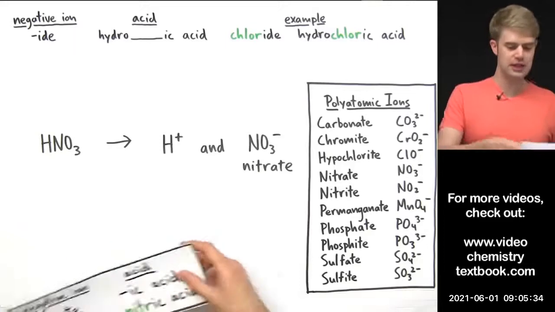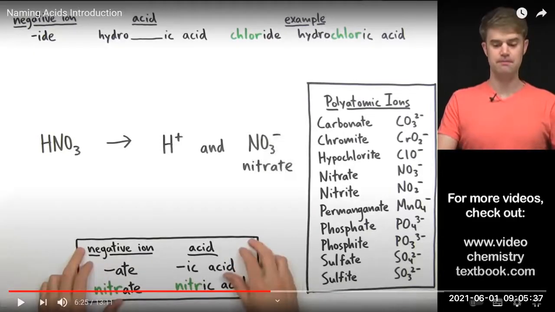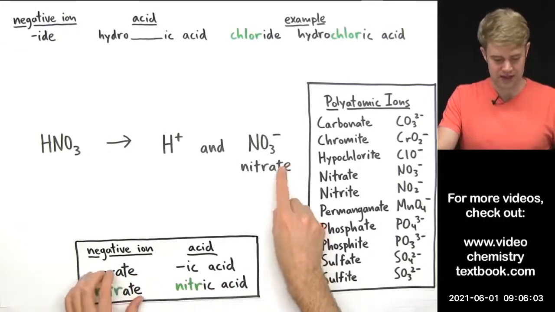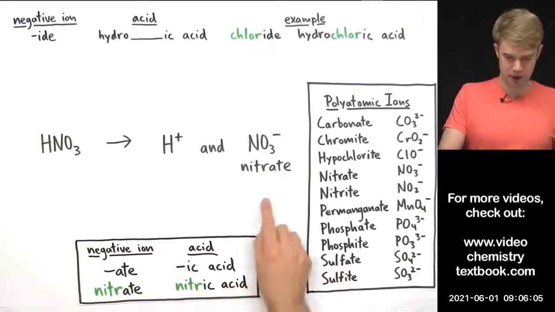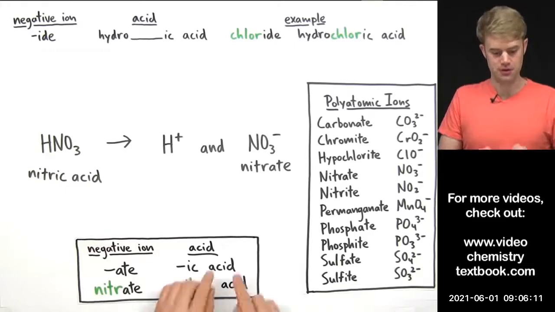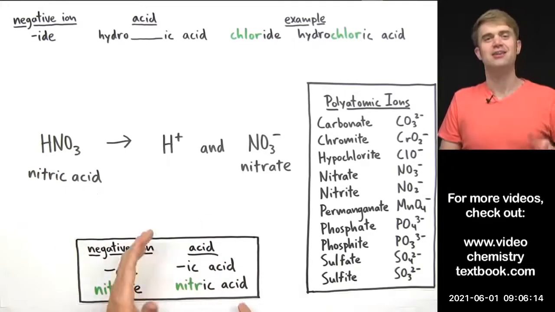So that means that I'm going to be using this rule for naming the acid. Take a look at that rule. It says that if the negative ion ends in -ate, you will replace it by the suffix -ic and the word acid. So instead of nitrate, replace the -ate by -ic. If the negative ion ends in -ate, we take off the -ate and we add an -ic. So I'm going to go from nitrate here to nitric acid. -ate to -ic. Let's do another example.